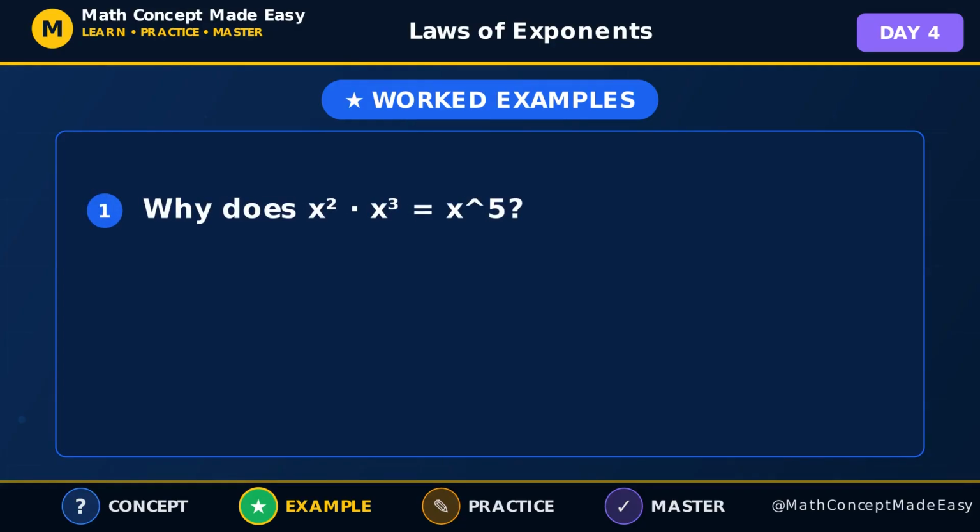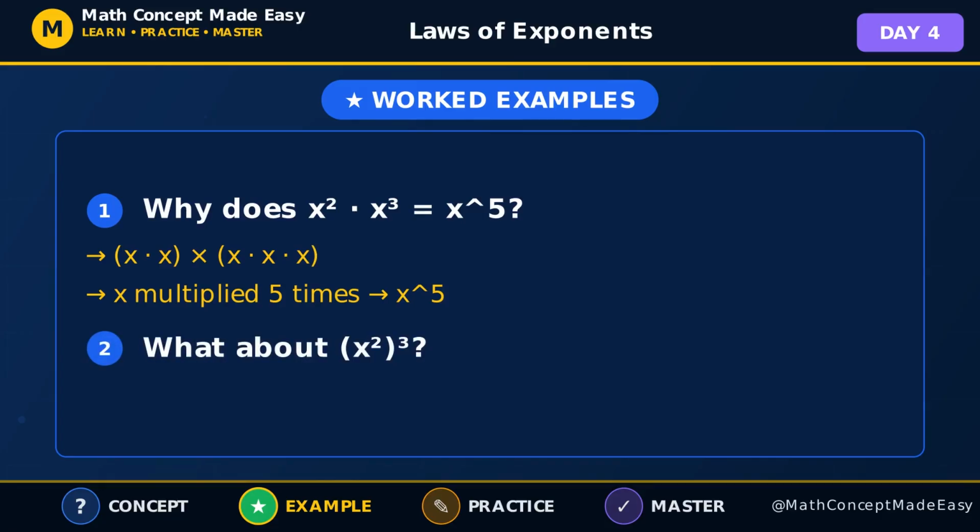Why does x squared times x cubed equal x to the power of 5? Which means x times x times x times x times x. Which means x multiplied 5 times, which means x to the power of 5. What about x squared cubed? Which means x squared times x squared times x squared, which means x to the power of 2 plus 2 plus 2 equals x to the power of 6. Notice how every line follows logically from the one before it. That habit, checking each step, is what makes your answers reliable.